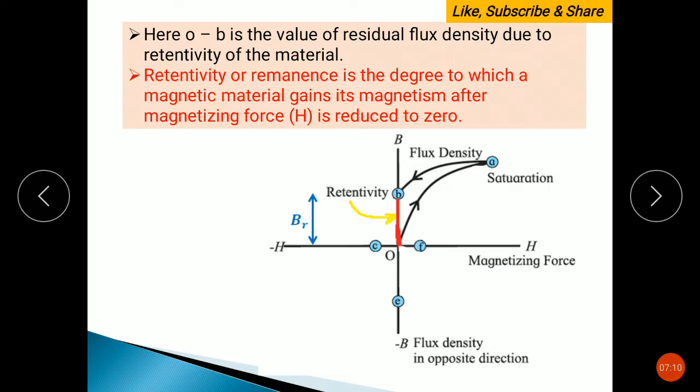So retentivity, or the remanence, is the degree to which a material retains its magnetism after the magnetizing force is reduced to 0. It means that when we stop the external magnetic field by stopping the current, the material still produces a certain magnetic field. That quantity of the residual magnetic field, the remaining magnetic field, is measured by the quantity called retentivity. So this is the retentivity.